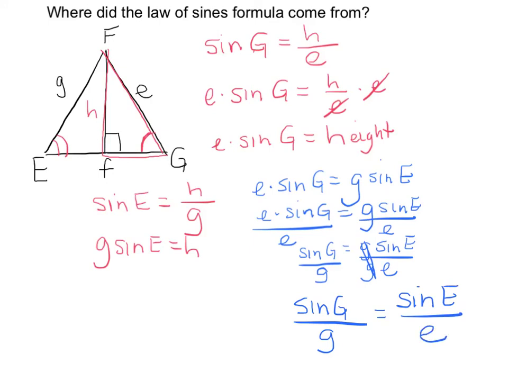No different than on the first slide where I told you that sine of angle A over side A is equal to sine of angle B over side B. We're just using different letters here based on our triangle up here. That's it, just different letters. That's where the formula for law of sines comes from.